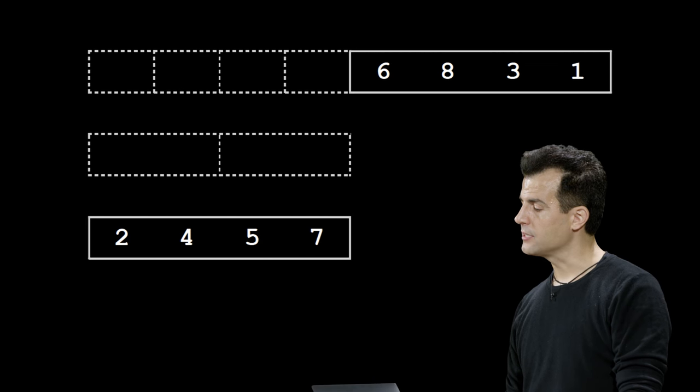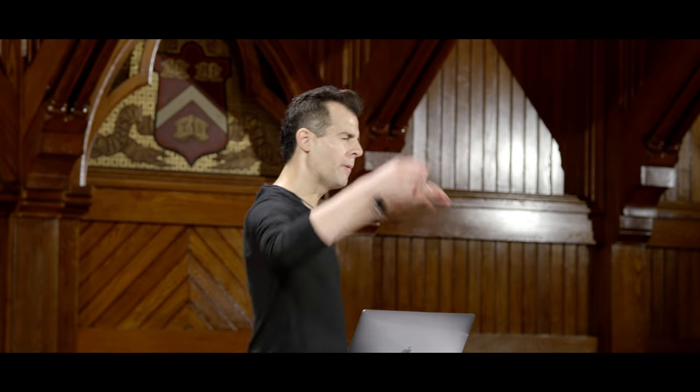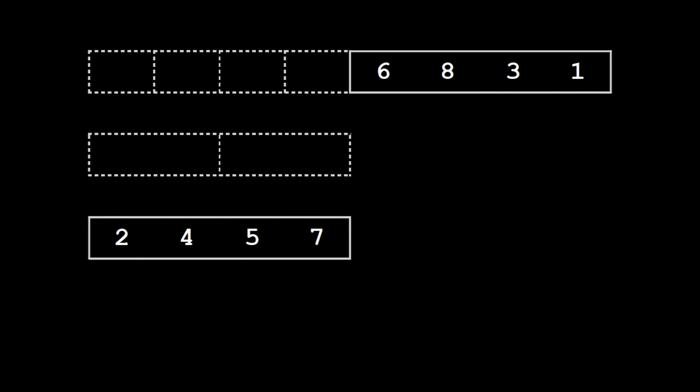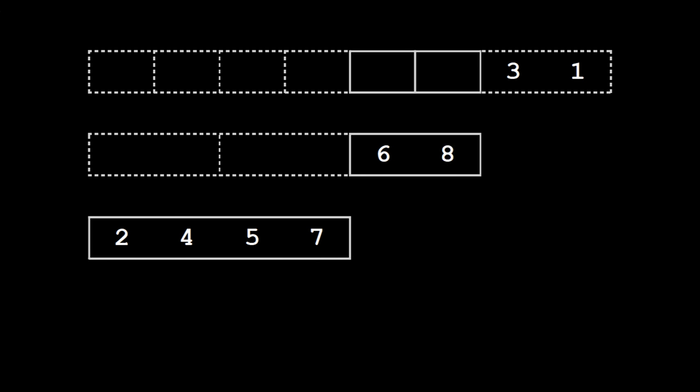Now what comes next? Now let's do the right half. Again, we started by taking the whole problem, doing the left half, the left half of the left half, the left half of the left half of the left half. And now we're going back in time, if you will. So let's divide this into 2 halves. Now the left half into 2 halves still. 6 is sorted. 8 is sorted. Now I have to merge them, 6, 8. What comes next? Right half, 3 and 1.